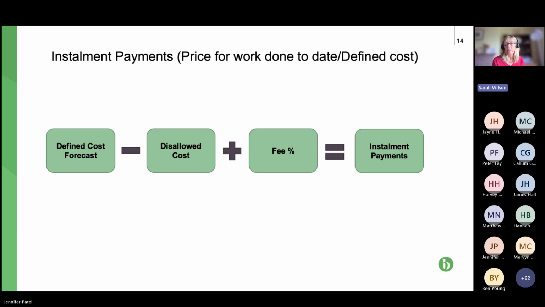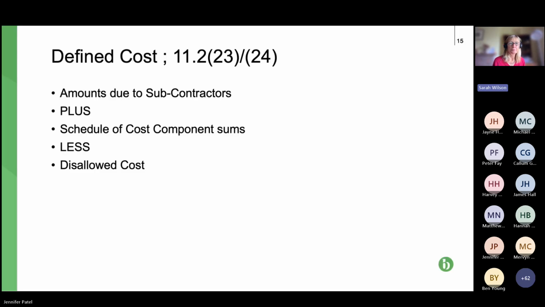But unless the price for the work done to date is agreed between the parties, there is never going to be agreement as to the pain gain sharing. So again, that might have to go off to dispute resolution, i.e. to adjudication, to get resolved. So if we can move to the next slide, please, Jen.